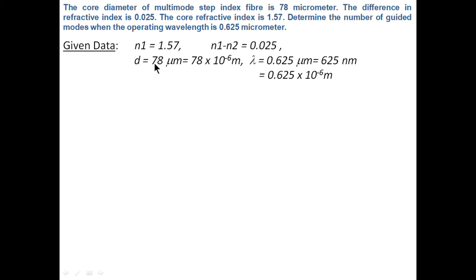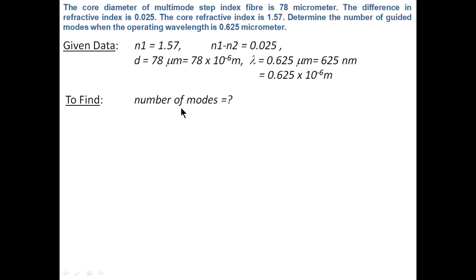Converted to SI unit, 78 micrometer. Micro is not a unit, it is just a prefix. Okay, it's just an exponent that you are using. 10 power minus 6, part of a million of a meter. 78 into 10 power minus 6 meter. Lambda is 0.625 micrometer, 625 nanometer, but in terms of SI unit, 0.625 into 10 power minus 6 meter. You have the given data. What are the things you are supposed to find out? You have to find out the number of modes.